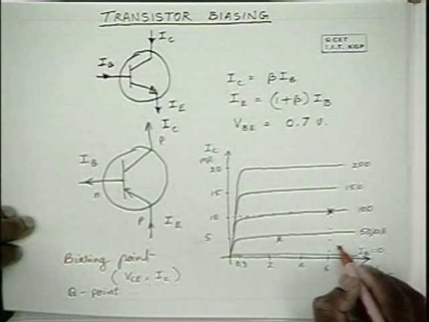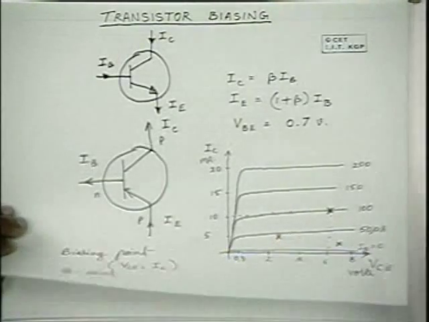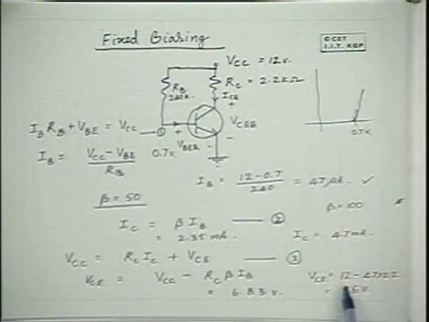The Q point has shifted from here to here with the same circuit, but with a replacement of the transistor by another transistor of the same type. The Q point is shifted by so much. So the Q point may shift from a linear region to a nonlinear region. A Q point may shift from a deep active region to an edge of the active region, which is undesirable.